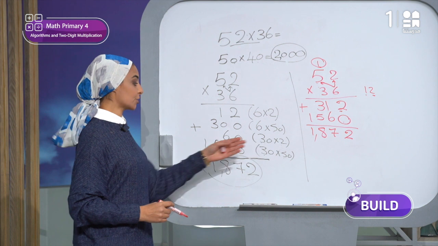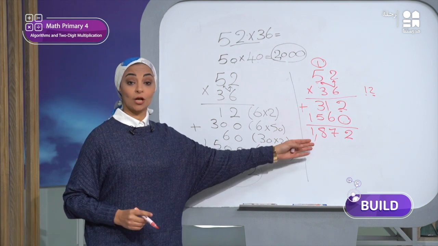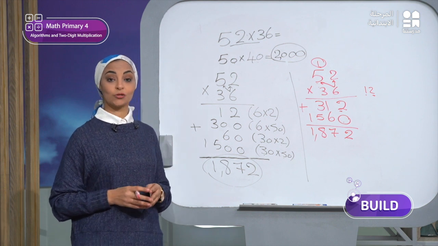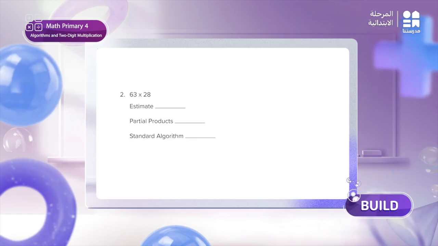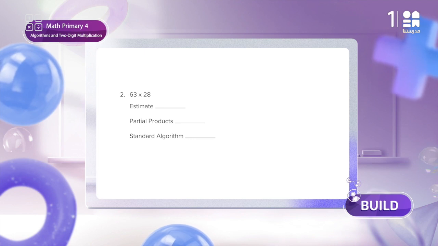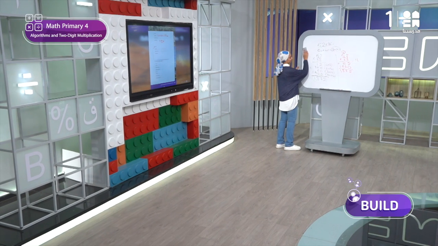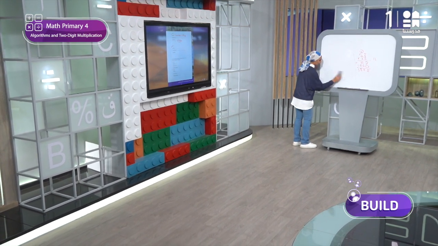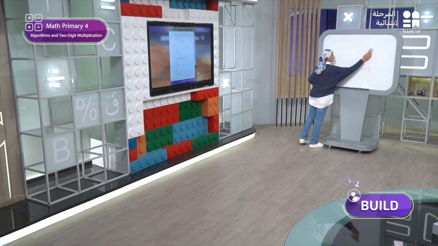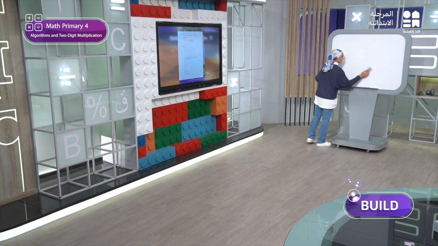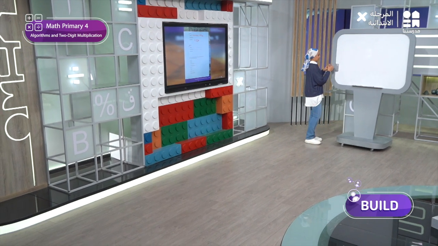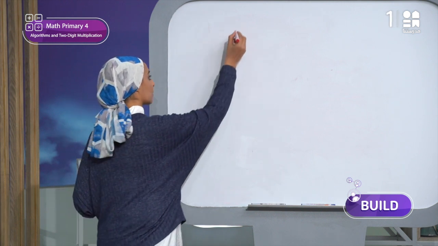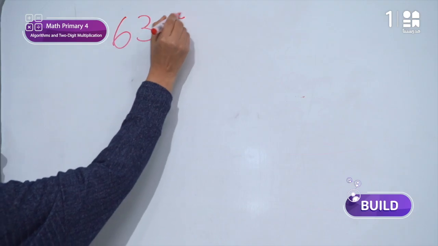Okay, after I have finished this example by solving it by the standard form, now let's solve another problem. Let's see problem number 2. Here we need to multiply 63 times 28. Let's write it together. Okay, now let's move to problem number 2. I want to multiply 63 times 28. Let's write it with me. 63 times 28.